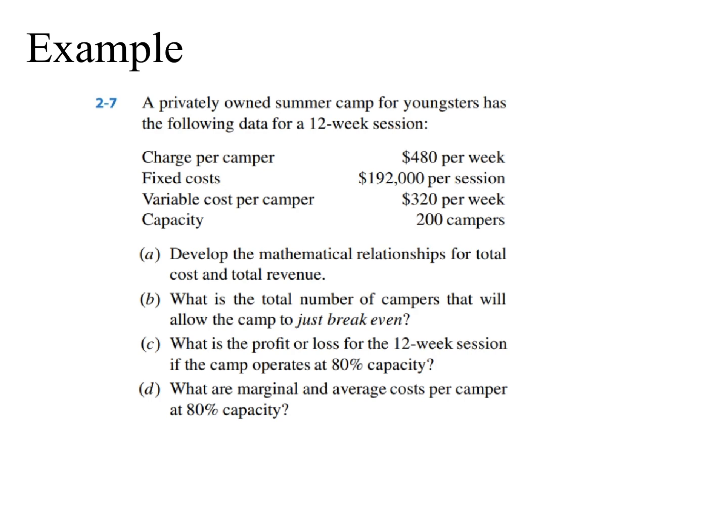So a privately owned summer camp for youngsters has the following data for a 12-week session. So the charge per camper is $480 per week. Fixed costs are shown, variable cost per camper, and the capacity is 200 campers. So A, develop mathematical relationship for total cost and total revenue. B, what is the total number of campers that will allow the camp to just break even? C, what is the profit or loss for the 12-week session? And D, what are marginal and average costs per camper at 80% capacity?